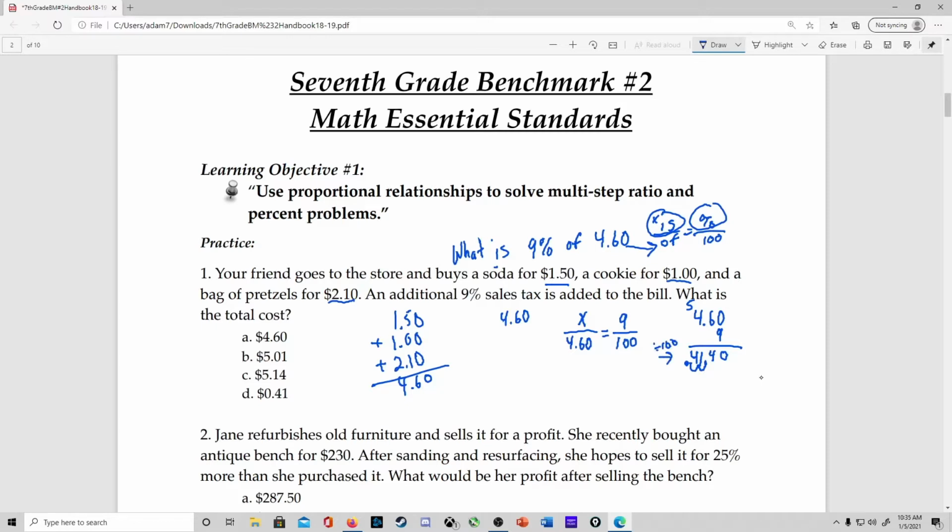Okay, so then we know that we had to add 0.414 to this total. But we also know money doesn't go to the 3rd decimal place, so we don't even have to worry about those. So we get a 1, we go 0 here and a 1 up top. And we get 501. So what is the total? It's B. It's $5.01.